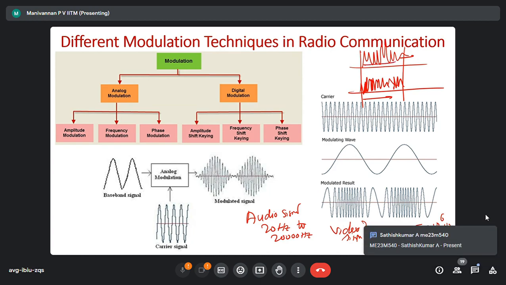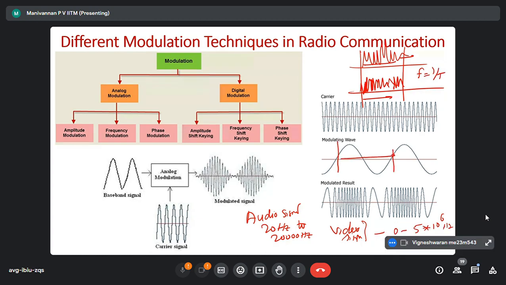The frequency is varying, x-axis time. We know that f equals 1 by T, where T is nothing but one cycle time. This is called capital T, cycle time. 1 over the cycle time T is called frequency. Within 1 second, how many times is it varying? Okay. Now, why we have to modulate, I will tell you.